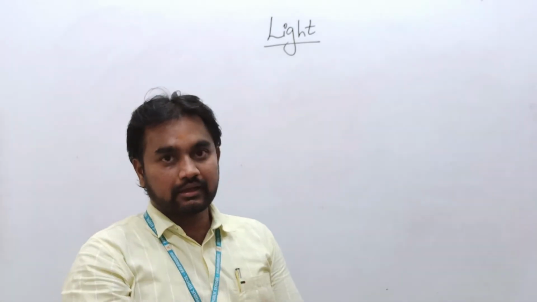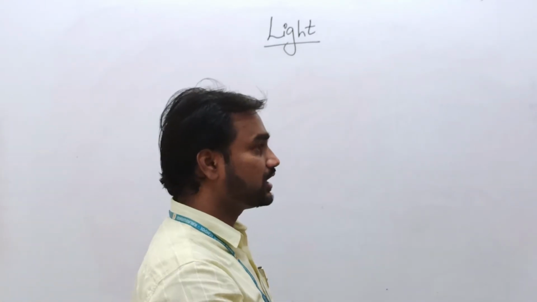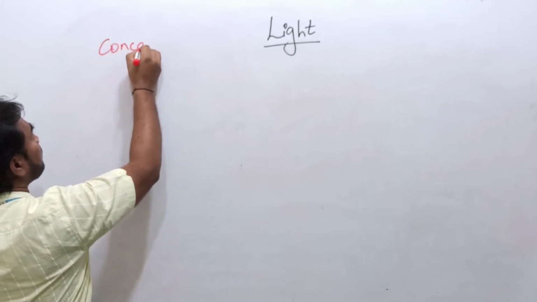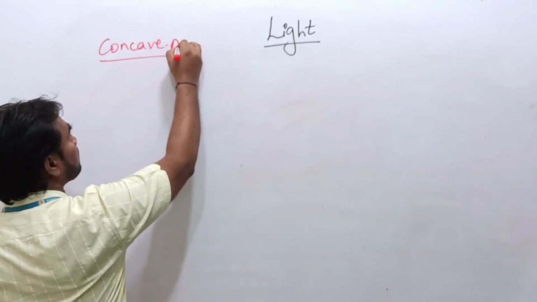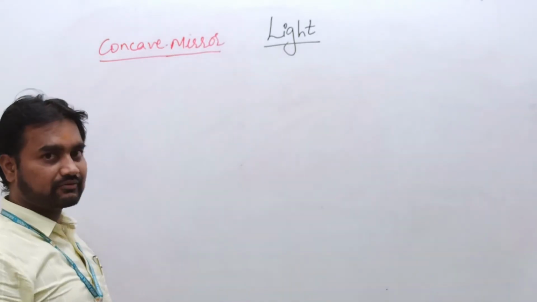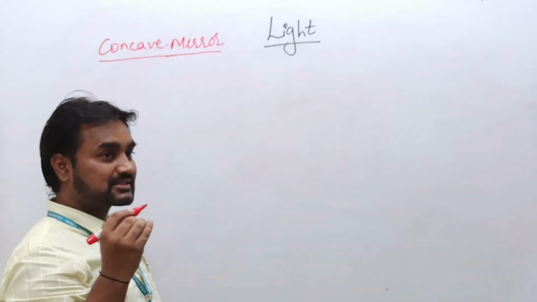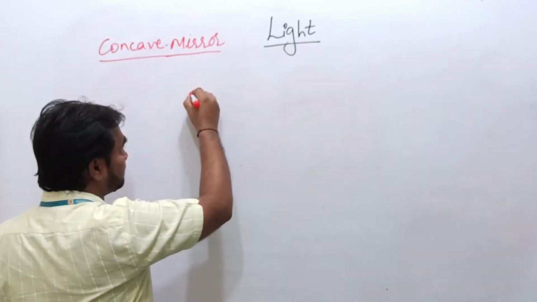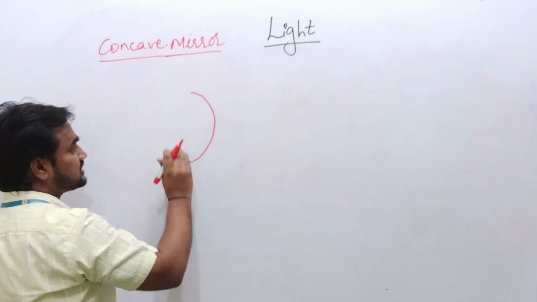Fine. Now moving on to the next topic, that is concave and convex mirror. First we'll go with the concave mirror. Yesterday we saw that the concave mirror appears to be like a part of a spherical mirror, right? The concave mirror is a part of a spherical mirror.